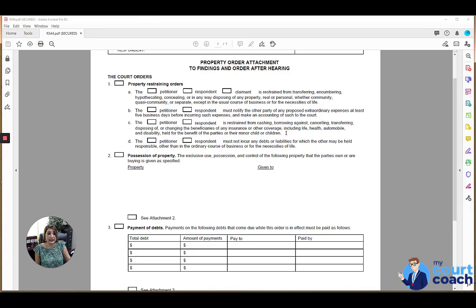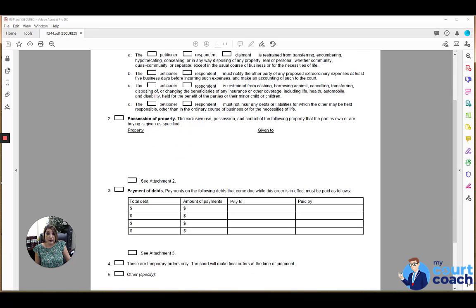The next type of order that the court can make is to restrain a party from cashing, borrowing against, canceling, transferring, disposing of, or changing the beneficiaries of any insurance or other coverage, including life, health, automobile, and disability held for the benefit of the parties or their minor children. And finally, they can make an order that a party be restrained from incurring any debts or liabilities for which the other party might be held responsible other than in the ordinary course of business or for the necessities of life. So if the court makes any of these type of orders, you'd want to mark box 1 and then mark the box identifying the party that is being restrained or ordered to do a certain act.